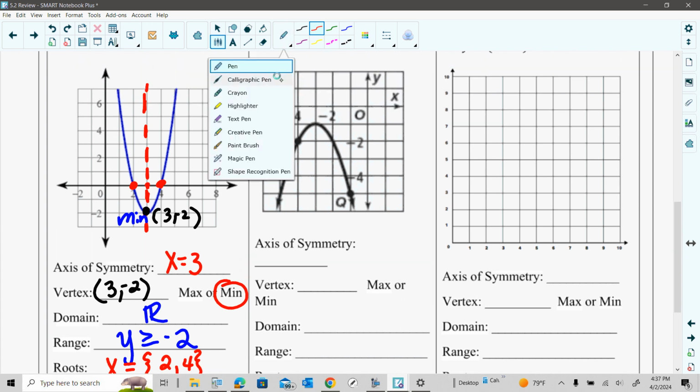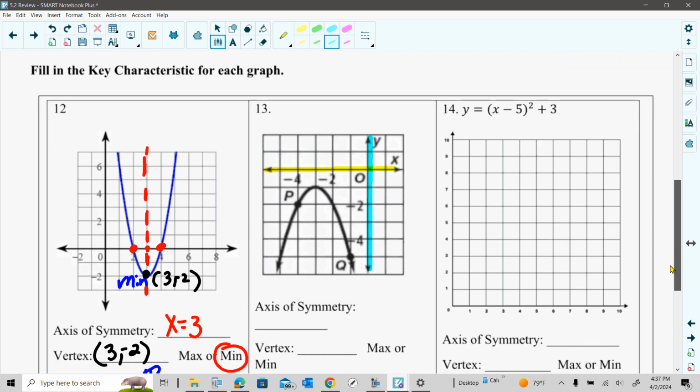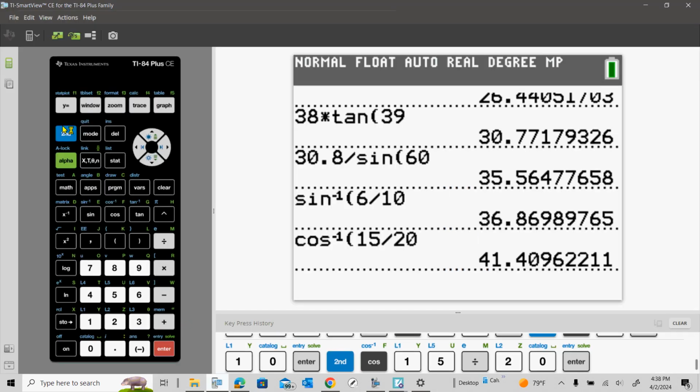Again, our x-axis is right here. I'm just going to highlight to help you. And the y-axis is right here. Now, on number 14, you're going to need a graphing calculator, and that requires either using the TI-84 app on your phone or the Desmos calculator. So here, we would have to type this in. So you have to go to y equals.